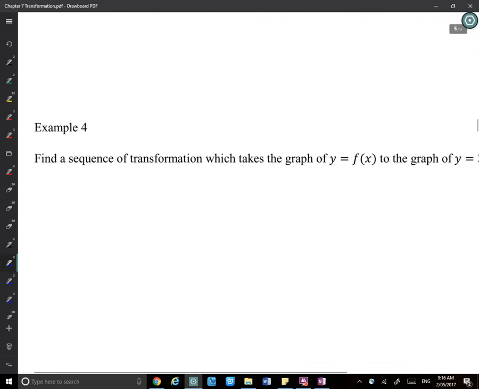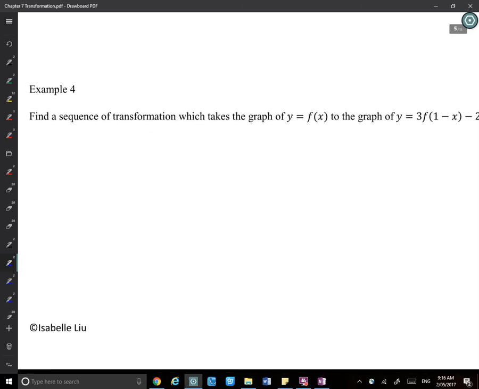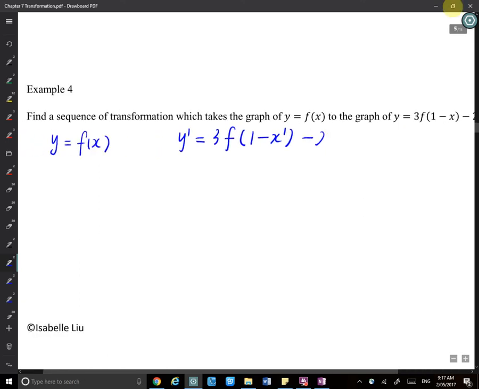And we'll talk about example 4. Example 4 is a special type, because the model hasn't been specified. You don't know what exactly the function is, like a square root function or a 1 over x function. But we'll do it the same way. We say y equals f(x) is the original function, and y' equals 3f(1 minus x') minus 2 is the new function.